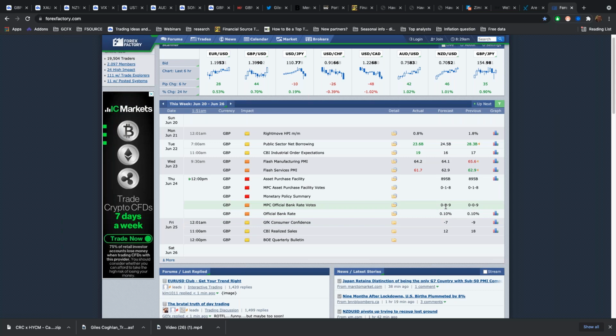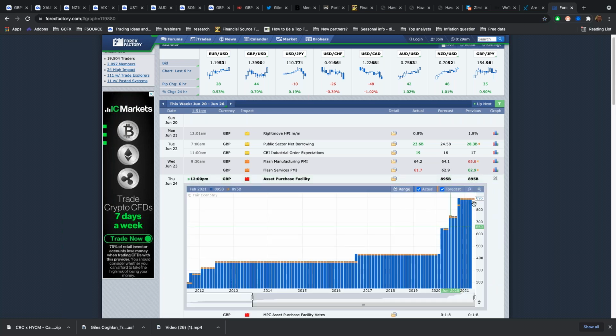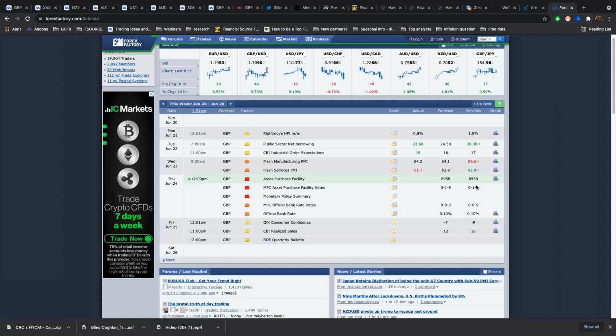So the most bullish reaction is, say we got something like 4-0-4 or 4-2-2. You'd expect to see a lot of strength in the pound. Say the asset purchases were cut from, say, 895 to something like 700 or 600: pound strength. If anyone voted for an interest rate hike, expect immediate pound strength.